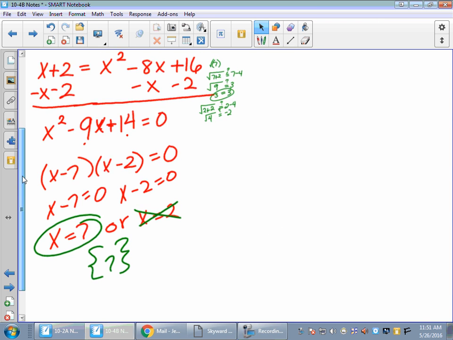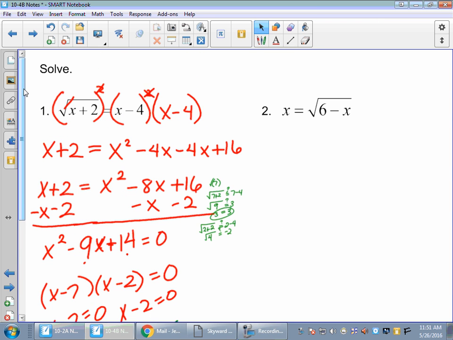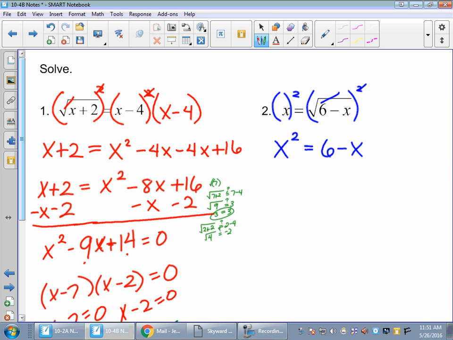All right, so the next problem, we're going to do the same thing. We're going to square both sides because it's already isolated. Same process as before. That leaves me with x squared is equal to 6 minus x. Okay, that x squared is not going away, so I'm going to bring everything over to one side. X squared plus x minus 6 equals 0. So what I just did there was I added x to both sides, and I subtracted 6 to both sides to get everything over to one side.